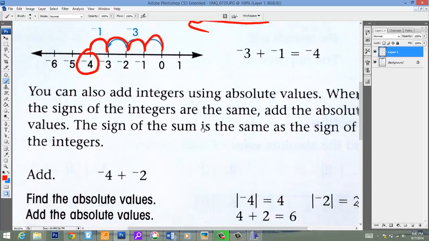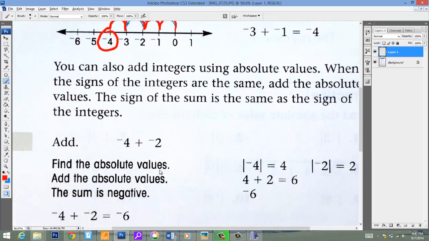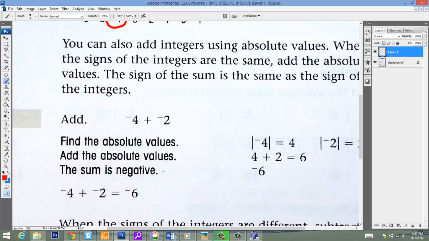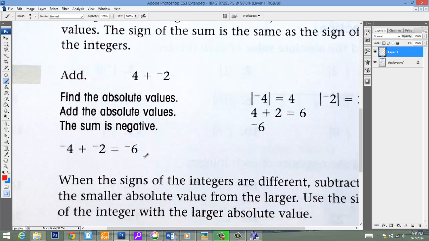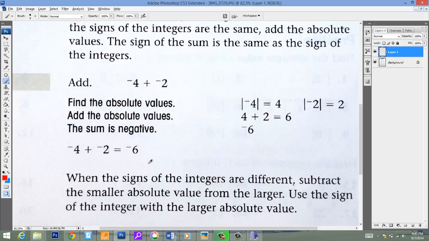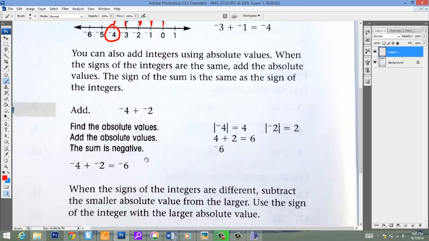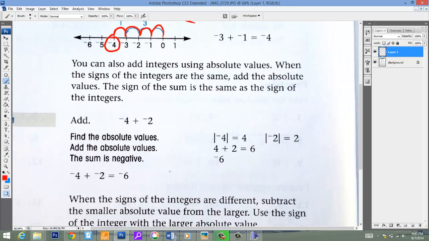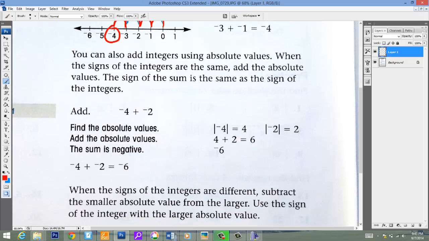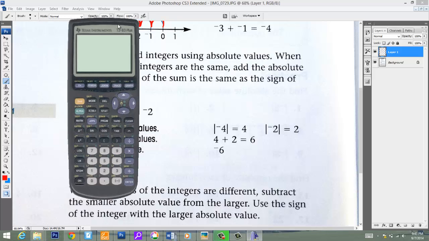When we're adding something like negative 4 plus negative 2, the answer is going to be negative 6. And there's a number of ways we can go about it. In the textbook, it encourages us to find absolute values and do a few more tricks. I'm going to suggest instead we use our handy dandy calculator.